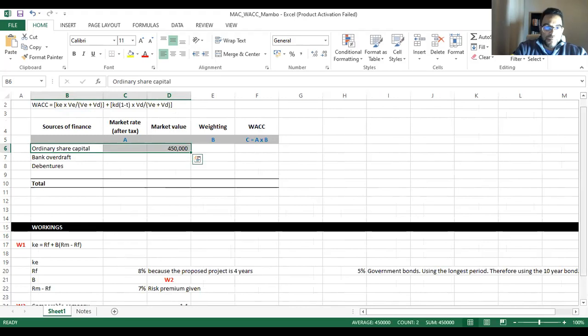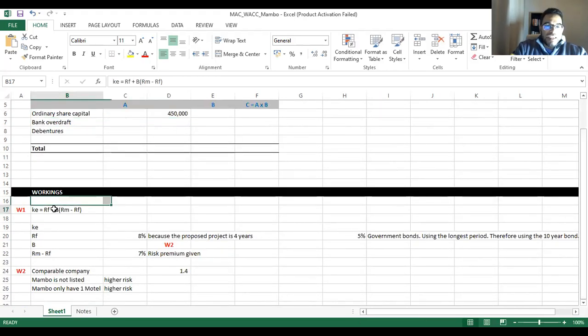So remember, we said to calculate the cost of finance or the market rate for ordinary share capital, we're using CAPM. How did we know that? Based on the information given, it led us to use CAPM. CAPM is calculated as cost of equity equals the risk-free rate plus beta multiplied by (RM minus RF). So this was the risk premium. So what did we know? The risk-free rate, we were given, your risk-free rate will be government bonds.